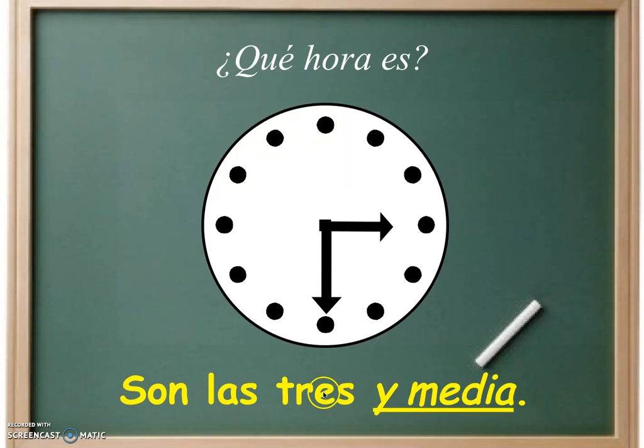Son las tres y media. Son las tres y media. Remember we said media was half, so it's 3:30 because half of an hour is 30 minutes. So it's 3 and 30, which is 3:30.